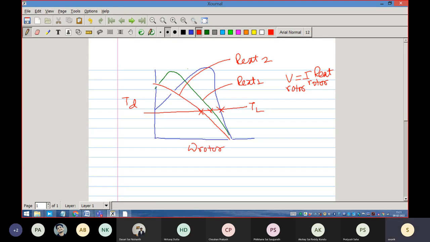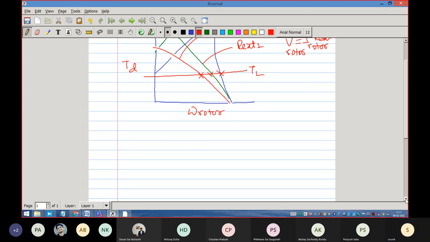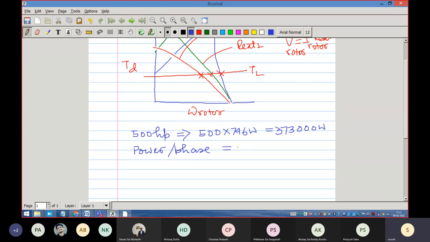So with this, let us try to numerically solve this problem. First, the machine rating is 500 HP, which means 500 into 746 watt is equal to 373 kilowatt. This is the input side power of the machine. Power per phase, because it's a three phase machine, divided by 3, I will get 124333 watt.